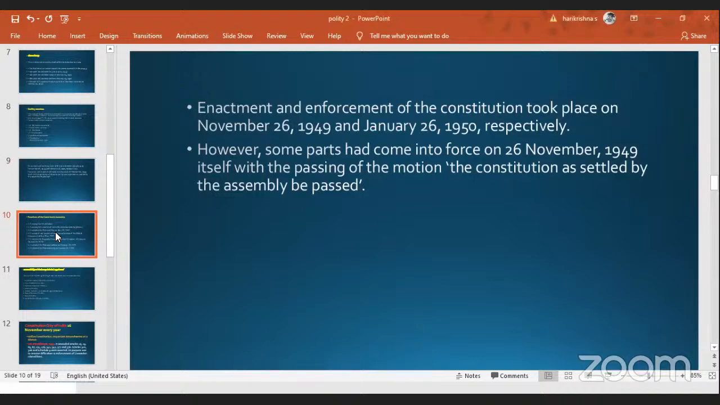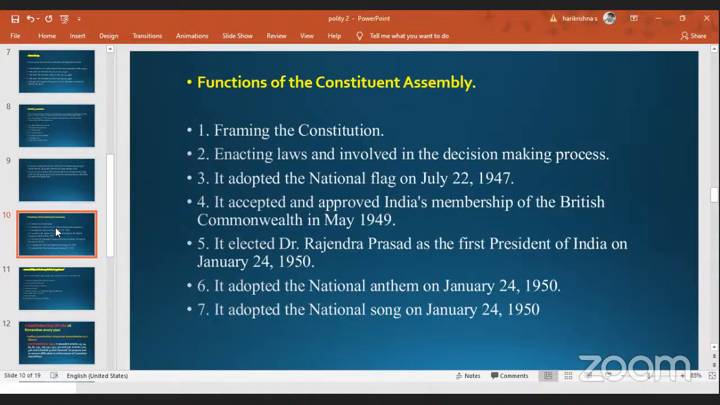Third, it adopted the national flag on July 22, 1947. Fourth, it accepted and approved India's membership of the British Commonwealth in May 1949.